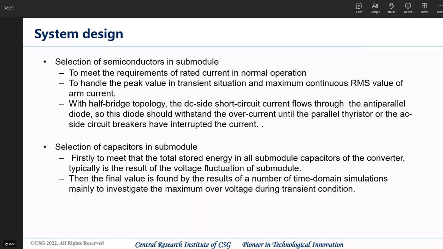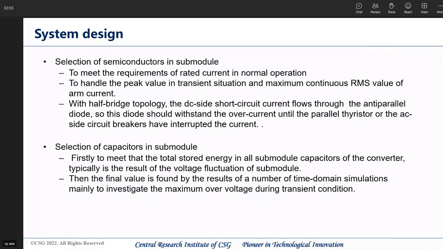When selecting the DC capacitors in submodules, firstly, the total stored energy in all submodule capacitors of the converter should be big enough to suppress the voltage fluctuation. Then the final value is found by the results of a number of time domain simulations, mainly to investigate the maximum overvoltage during transient conditions.